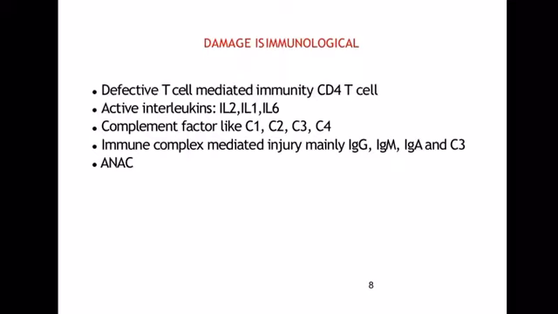Another is immune complex mediated injury, like IgA, IgM, and C3. These complexes are also deposited in various parts of the Bowman's capsule and damage the glomerular filtration membrane. Next is the anti-neutrophil antibody, which also causes damage. So these are the various causes of immunological damage.